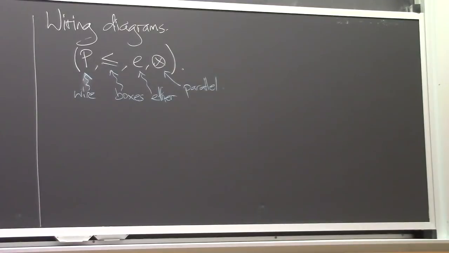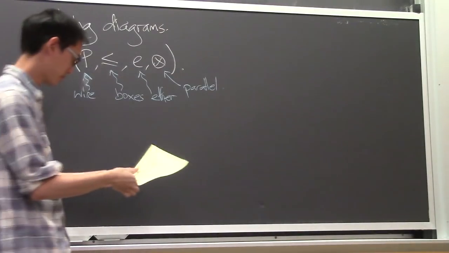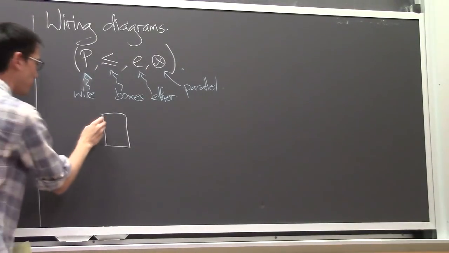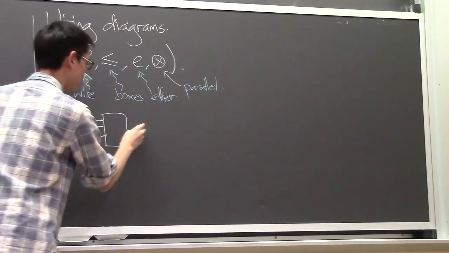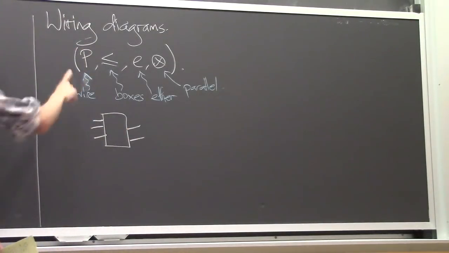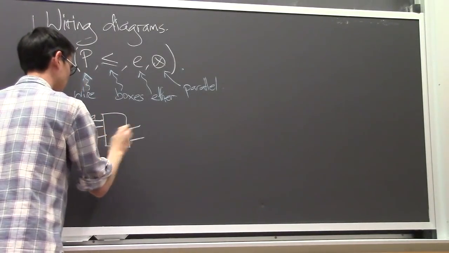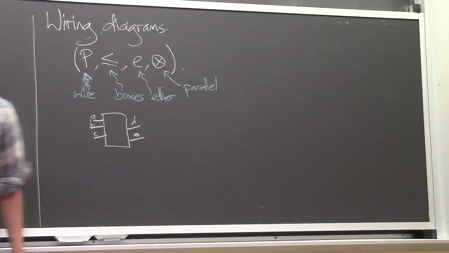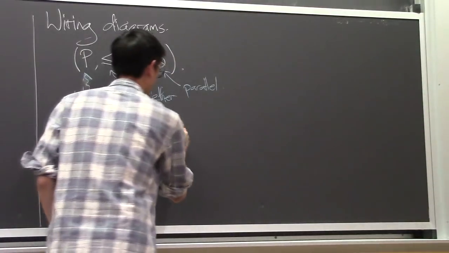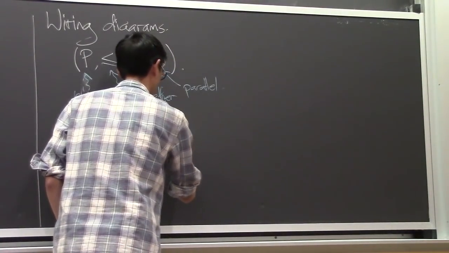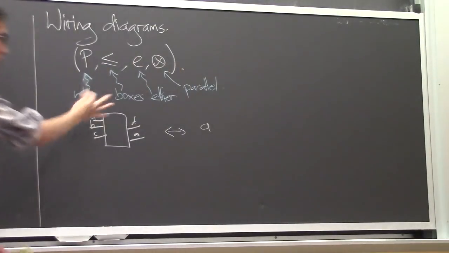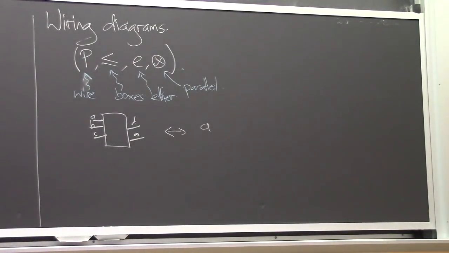So what does this mean? We have this notation where we can draw a box with some wires coming in, some wires going out, and they're labeled by elements of the free order. So A, B, C, D, and you can reuse labels, right? So I'll do some arrow like that. This notation here is an alternate notation for reasoning within a monoidal free order.